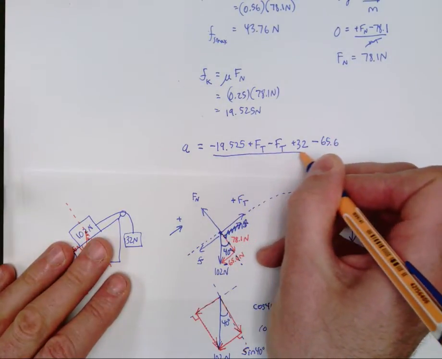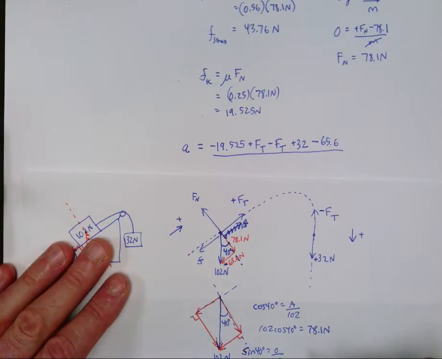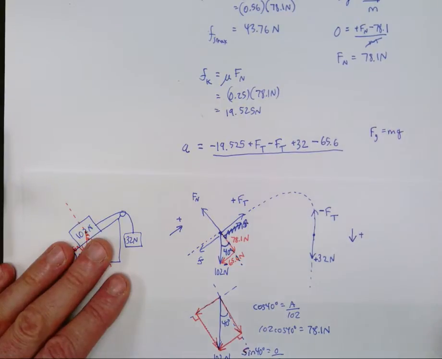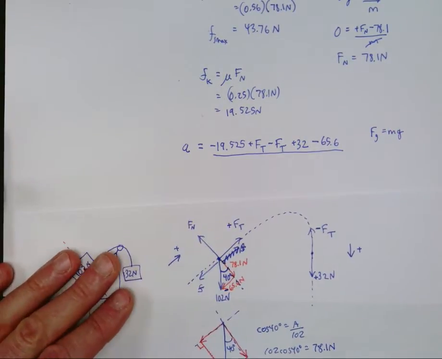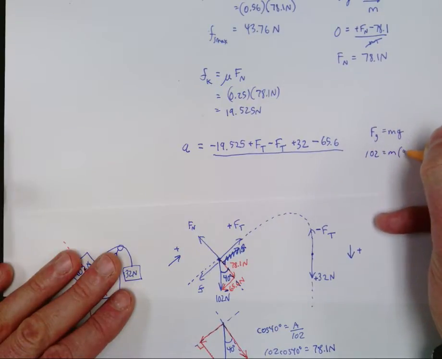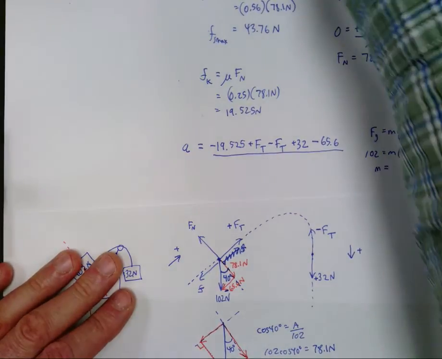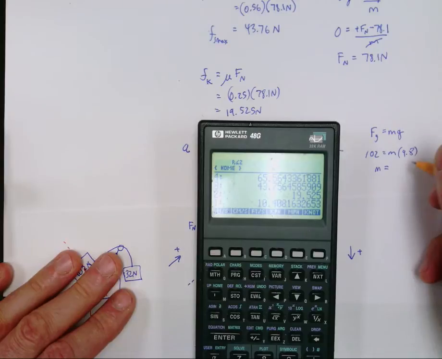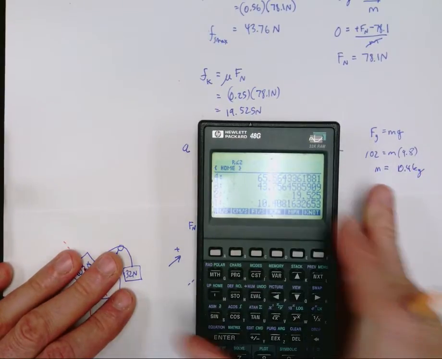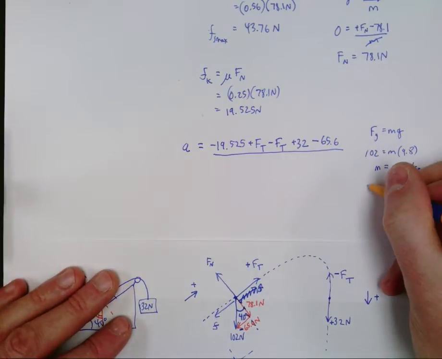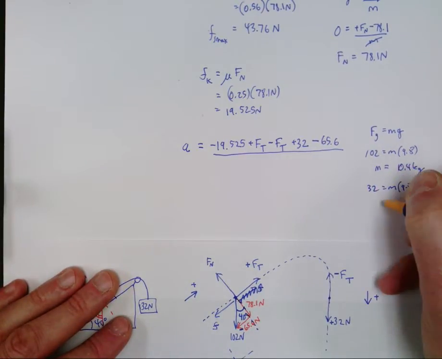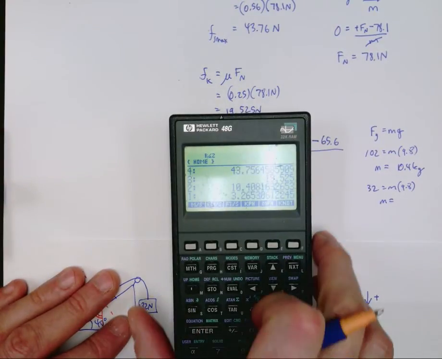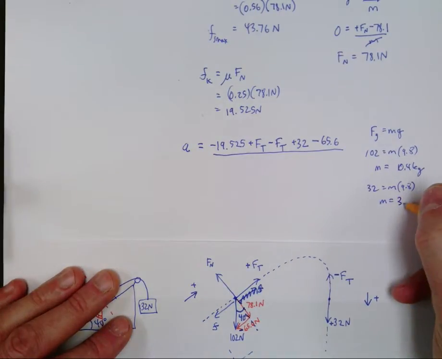Now here the acceleration isn't 0, so we do have to divide by the actual mass. And so I'm sure you remember Fg equals mg. We can figure out the mass of each one of these objects. Let's just do that real quick. 102 equals m times 9.8. So that mass is equal to 102 divided by 9.8, which is 10.4. And then the other one, which is 32. 32 equals m times 9.8. So that one's mass is 32 divided by 9.8, which is 3.27, let's say.